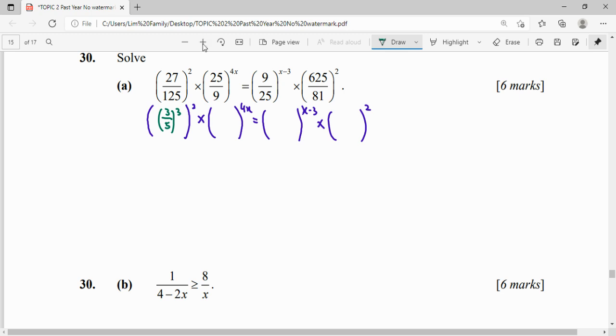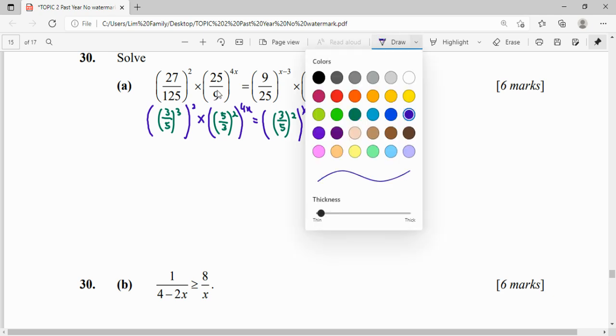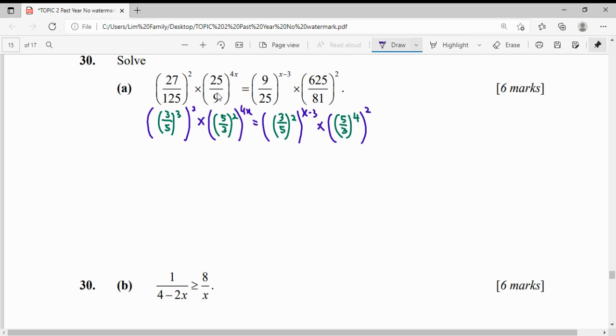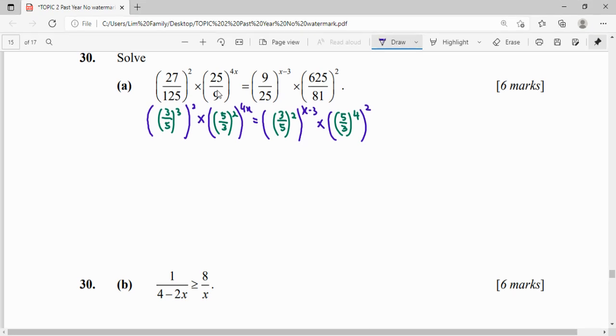For the second one, 25 over 9 equals 5 over 3 power 2. Meanwhile, for this, it will be 3 over 5 power 2. And for this, it equals 5 over 3 power of 4. After we change it to the simplest base, now we can simplify our indices. Here, we will get 3 over 5 power of 6.